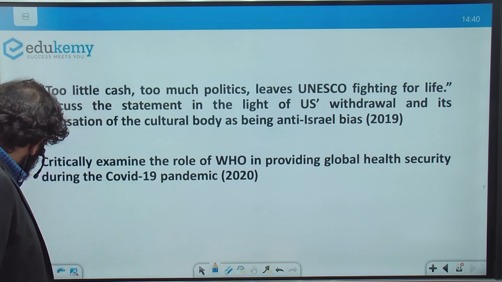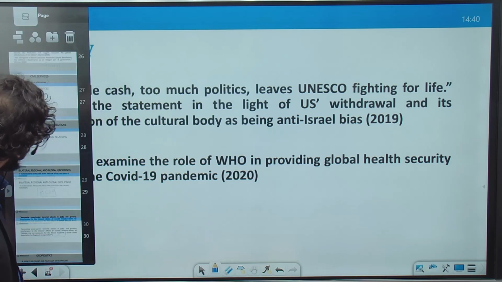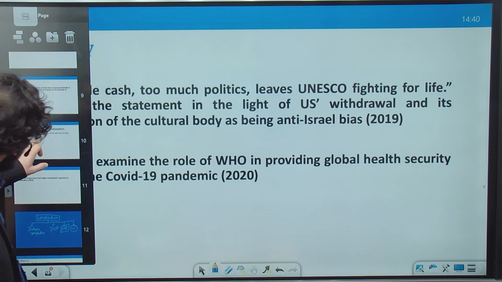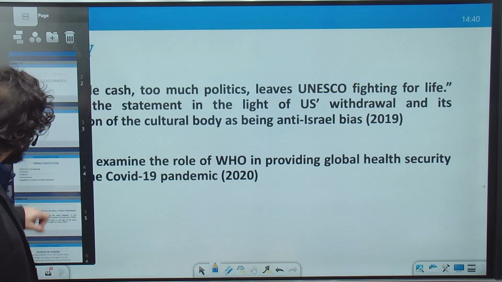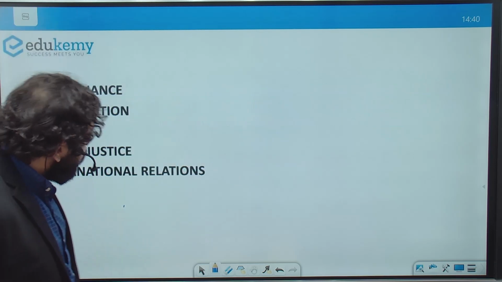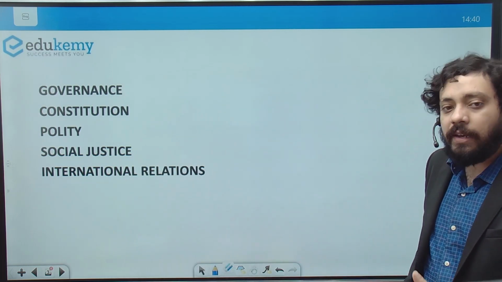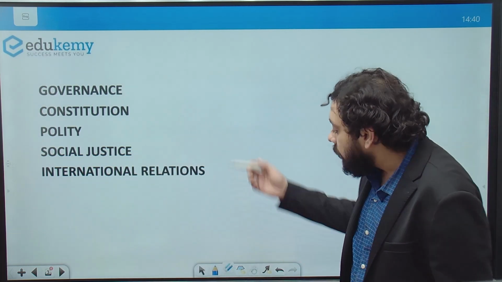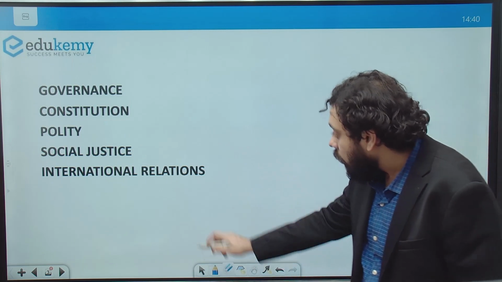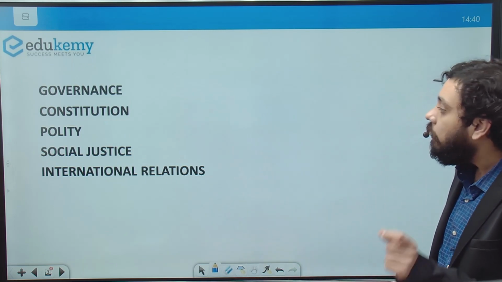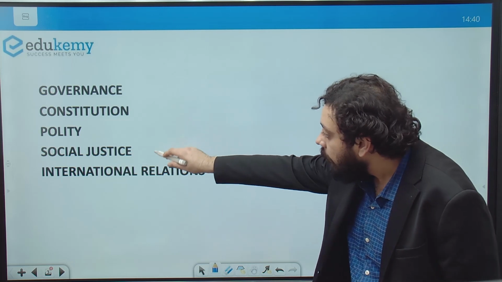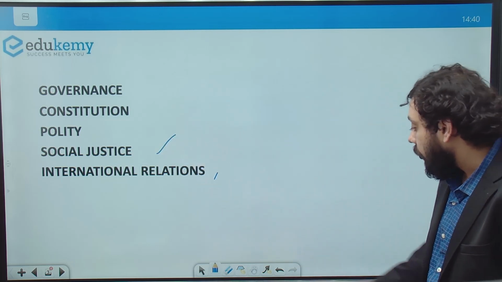Let's just quickly take a look at the five elements, and we have already covered some of these elements in detail. If you want the other elements, or if you want a detailed analysis of each of those topics in the syllabus, you can leave that suggestion in the comments. We've covered governance, constitution, polity, social justice, and international relations.